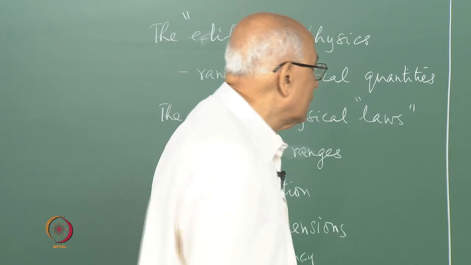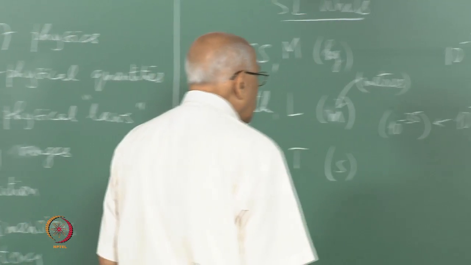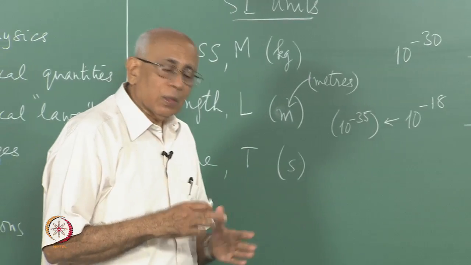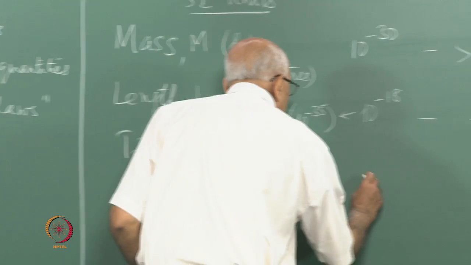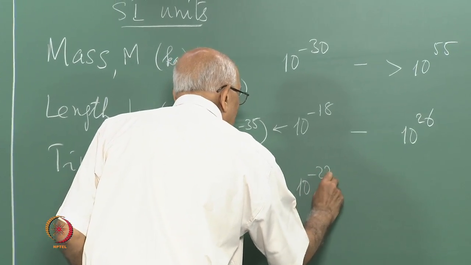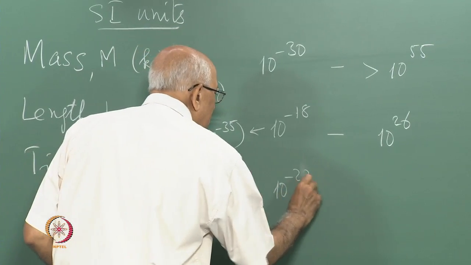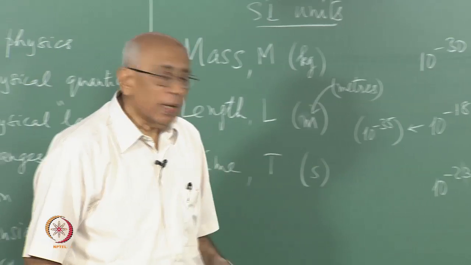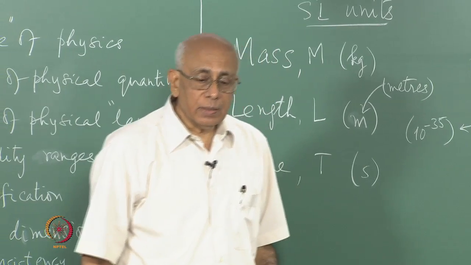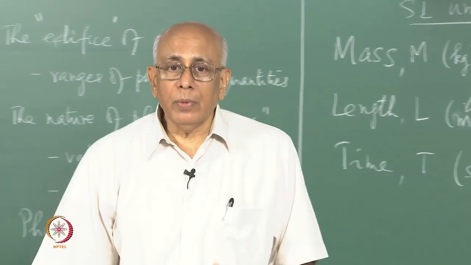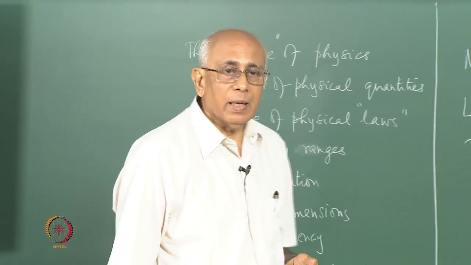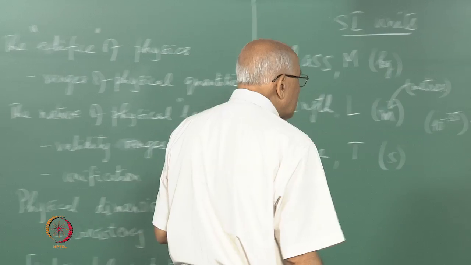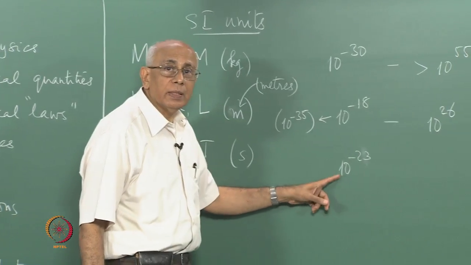In time, the smallest times we can probe directly have to do with what are called nuclear forces, strong interactions, and these have characteristic time scales of the order of 10 to the minus 23 seconds. So I emphasize again, we have instruments, we have probes by which we can actually measure indirectly lengths, time scales of the order of 10 to the minus 23 seconds.